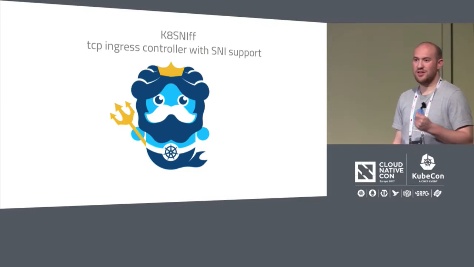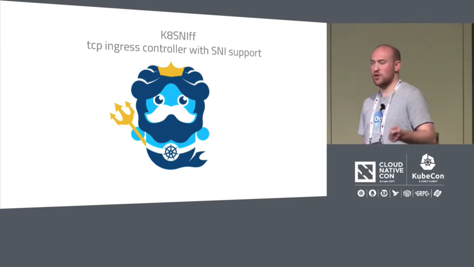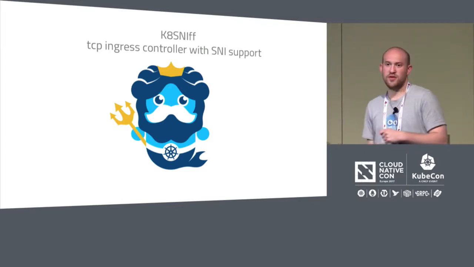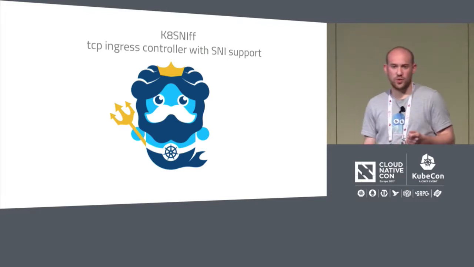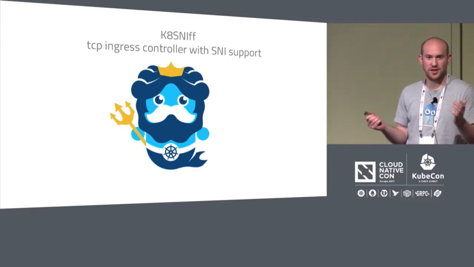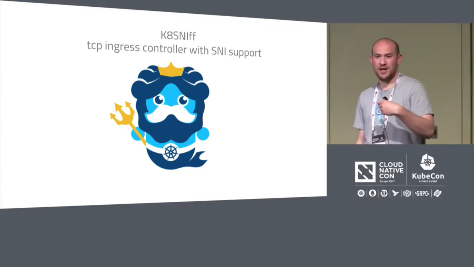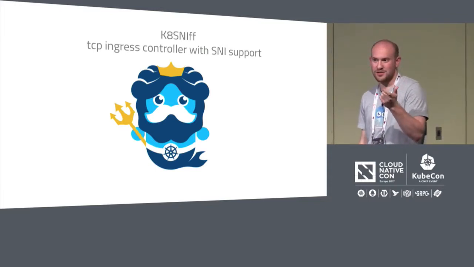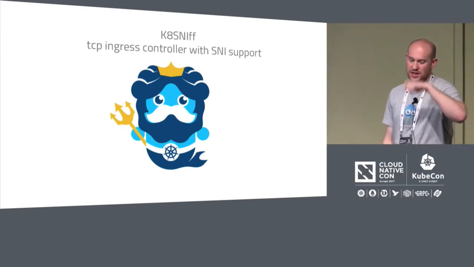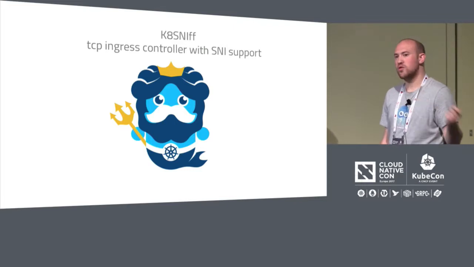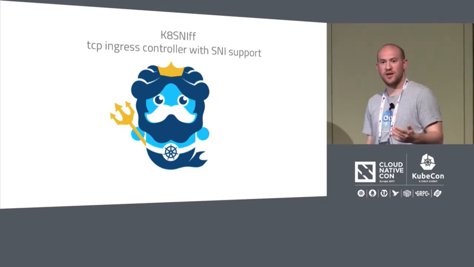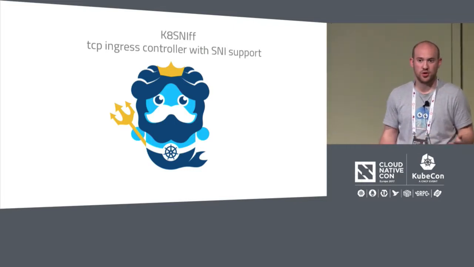So it does layer 3 forwarding of the traffic into the service. But what we do is we look at the hello headers, the TLS hello headers that are coming in from the SNI stuff. And so we can take a look at that, figure out where we're supposed to be directing that traffic using the ingress resources that are available in Kubernetes.